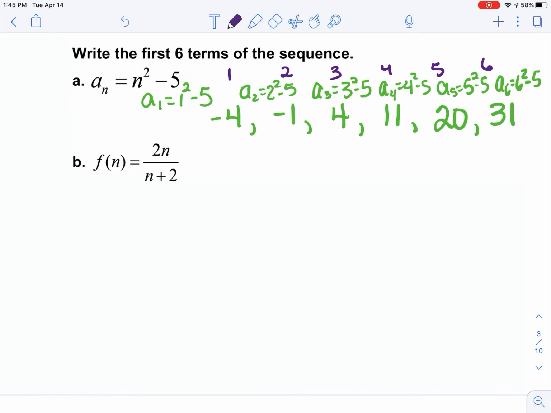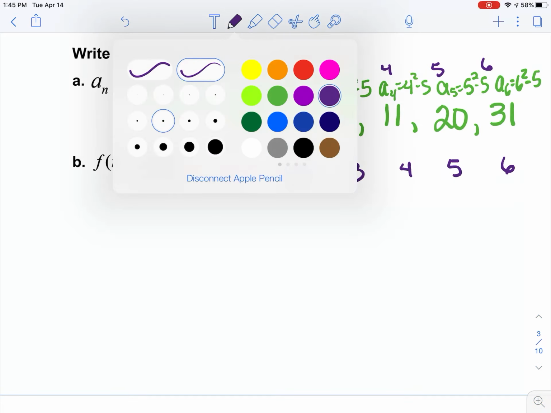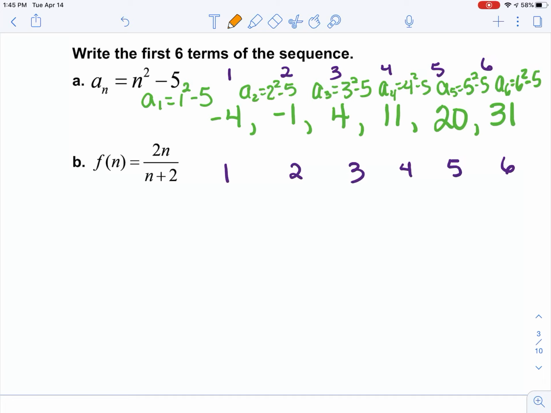We're looking for the first 6 terms again. So I'm going to put a 1, 2, 3, 4, 5, and 6. I'm going to be working down here. Okay, so I have a little bit more room. So my domain is 1, 2, 3, 4, 5, 6. I'm finding the range. The range is the actual sequence.